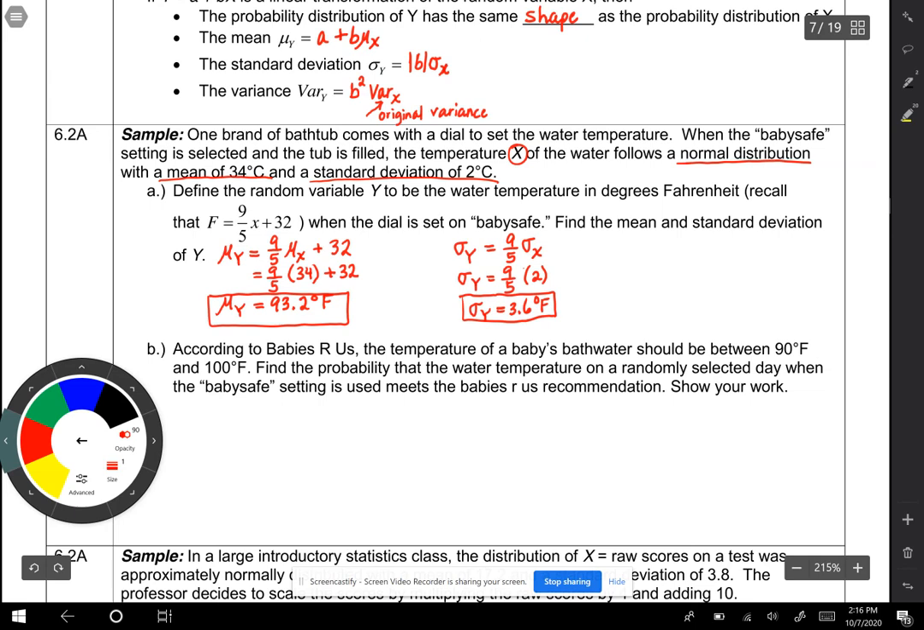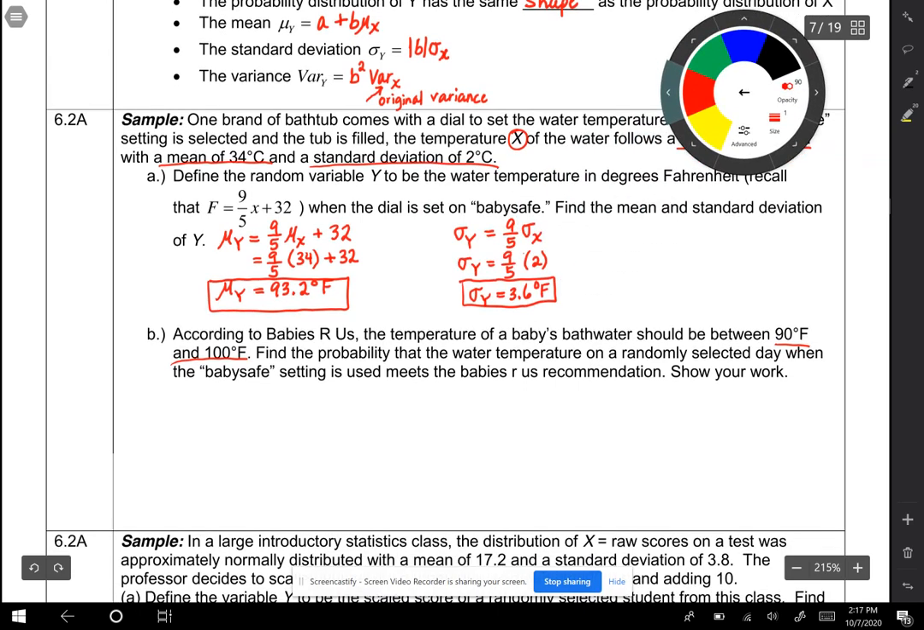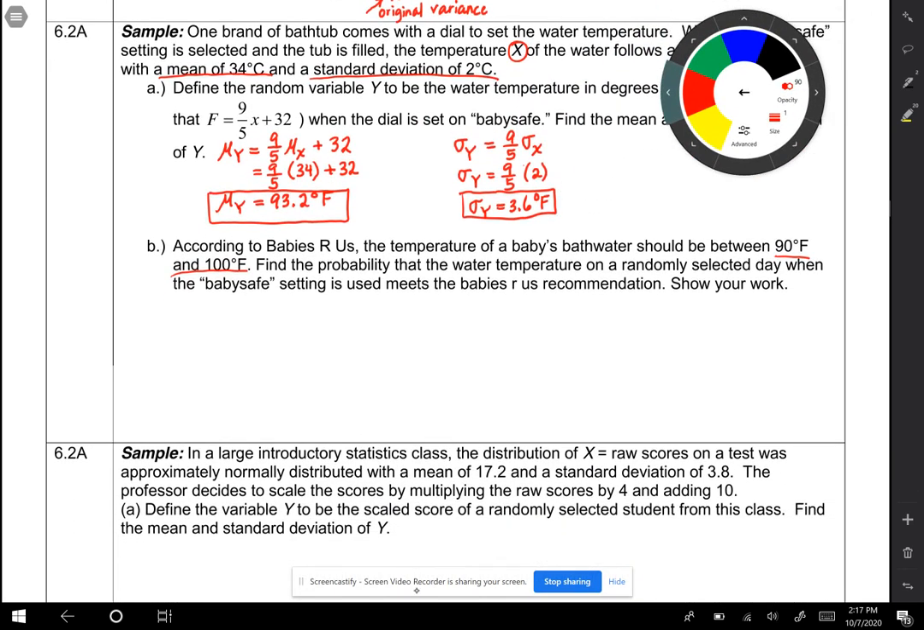All right, part B. And we needed part A to do part B. According to Babies R Us, the temperature of a baby's bath water should be between 90 degrees Fahrenheit and 100 degrees Fahrenheit. Find the probability that the water temperature on a randomly selected day when the baby safe setting is used meets the Babies R Us recommendation. Show your work. Okay, so we want to find the probability that the temperature is between 90 and 100 degrees Fahrenheit.